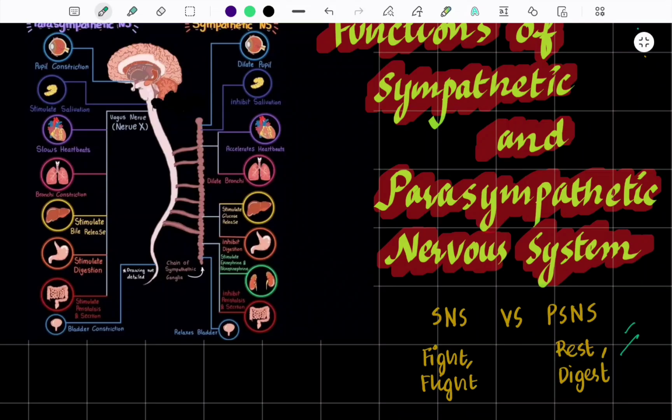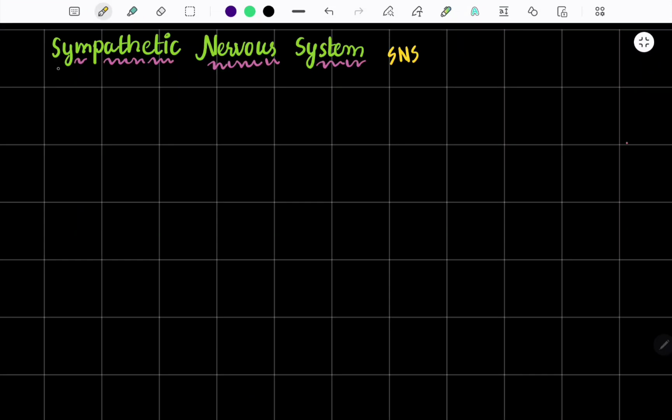Now let us understand in detail how one system is like the accelerator and the other the brake of the body. Before that, let me once again tell you about the ANS. The ANS is divided into three divisions, but right now I'm telling you that it is divided into the sympathetic nervous system and the parasympathetic nervous system, and both are involuntary in their actions. So let us discuss each of them individually in detail, right? This is the system which prepares the body for emergency situations.